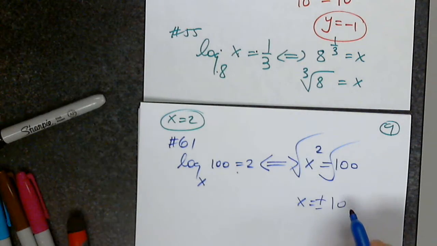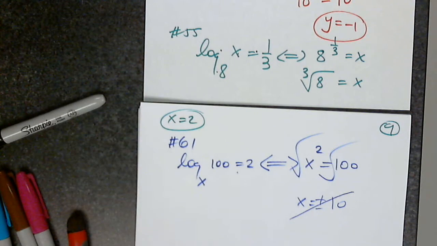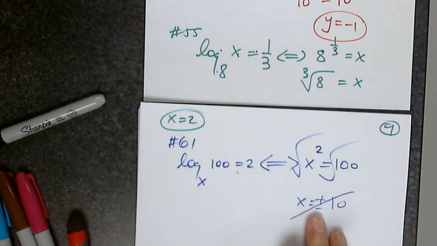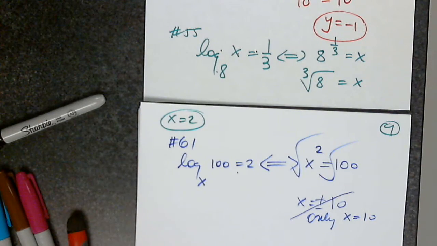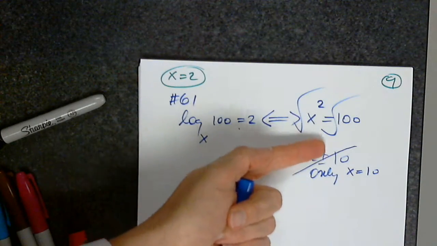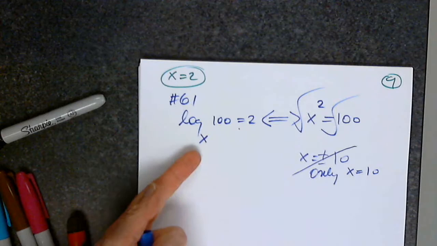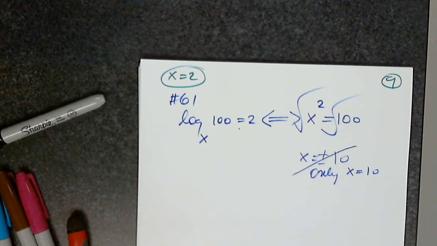Right. However, not so fast. X is a base. What did we say about the base? It cannot be negative. It can be between 0 and 1 or greater than 1. Not 0, not 1, and not negative. And I will say, this is good. You don't have to erase it. This is the correct way to write it. And I'll say only x equals 10. The base cannot be negative. I show my professor that I know that when I take the square root, I have to get 2 solutions. But then I have to look here and say, uh-oh, no, not possible. Okay? So this is the correct answer.